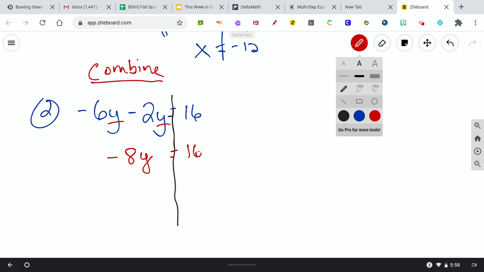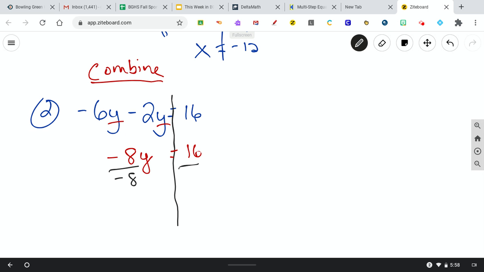And then now I have it to a one step. And how do I solve this? Divide by negative 8. Divide by negative 8. That cancels. I get y equals negative 2.